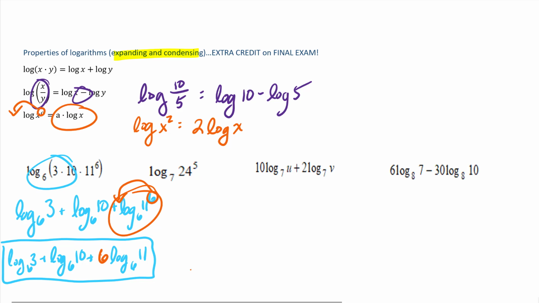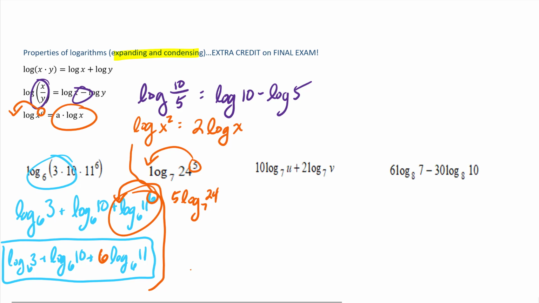Okay, we can also try to do this with things that aren't quite as intuitive. First thing I'm going to do is look at this one. The 5 can move to the front. Let me separate this out a little bit. And that's going to be 5 log base 7 of 24.